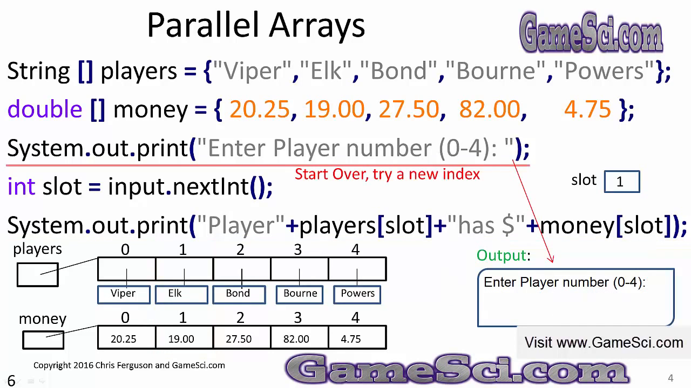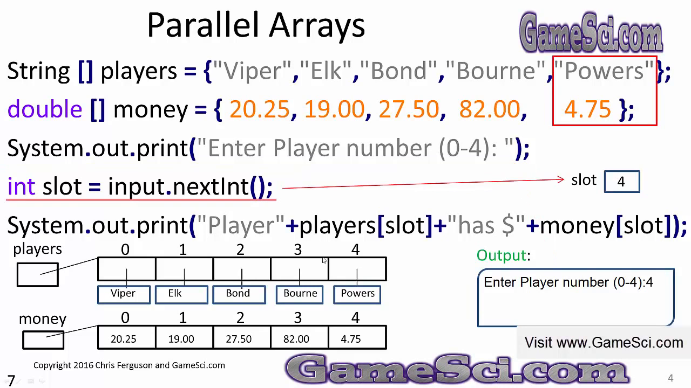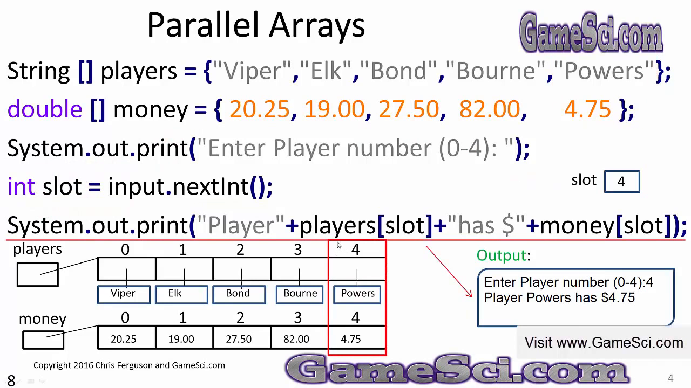Let's start over. I would have liked to put this in a loop, but there's no room to put it in a loop. So we're going to just ask the player again, enter a number, try a new index. Go out to the screen with another input, enter player numbers 0 through 4. I'll go back out to the keyboard and get an integer off the input. So let's see, the player entered a 4 this time when it came to the keyboard. They entered a 4 and hit enter. So the value 4 was stored in the variable slot. I've boxed in what the information we're going to access.